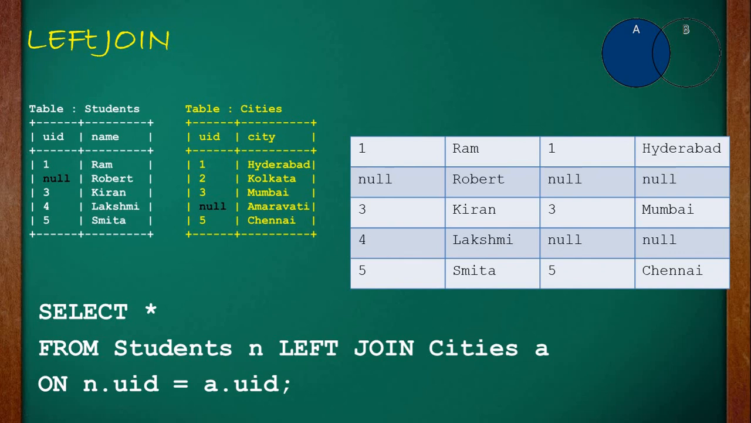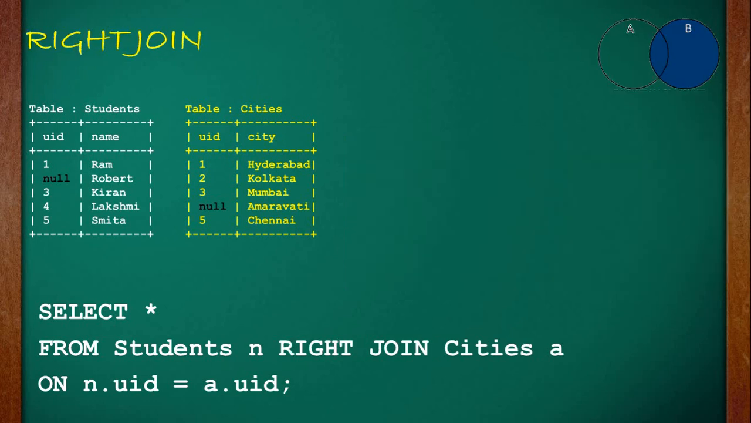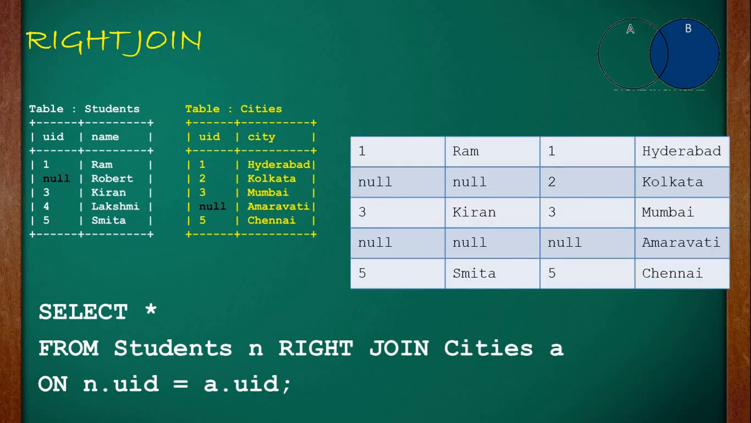When we need to get all the details from the right side table, we have to use right join instead of left join. The right join returns all records from the right table, that is cities, and the matched records from the left table, that is students. The result is null from the left side when there is no match. Hope you understood the concept clearly.